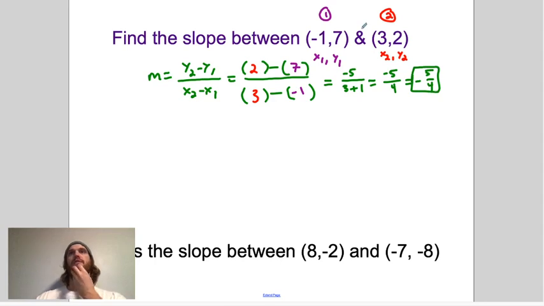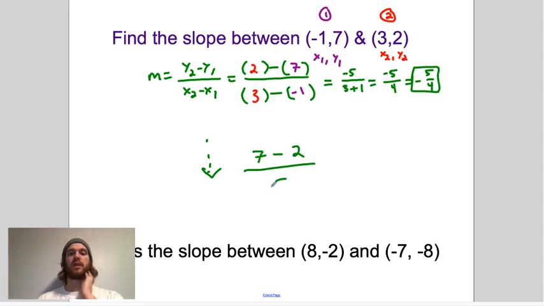Now you're probably wondering, what if I had swapped these? What if I called this point 2 and this point 1? Would that make a difference with my answer? Let's just go ahead and plug in some numbers real fast and practice. What if these were swapped? We accidentally called this point 2 and this one point 1. Well, then that would be 7 minus 2.